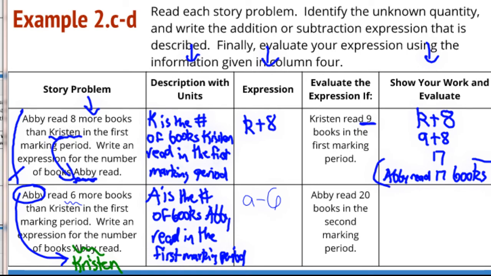And then over here I've got my work. I've got Abby minus 6. And it says Abby read 20, so substitution. 20 minus 6. And 20 minus 6 will get me a 14. And so I know that Kristen, I'll abbreviate Kristen with K, read 14 books in the first marking period.